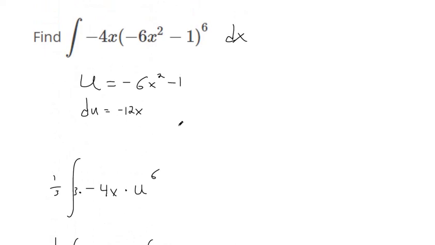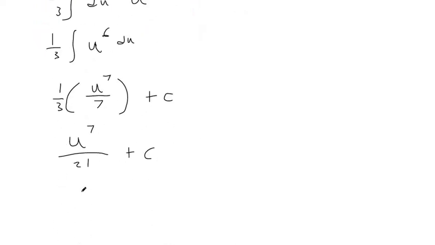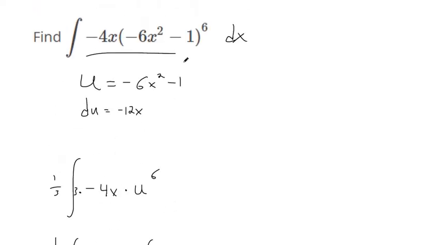The last step is just to plug in our substitution, negative 6x squared minus 1. So negative 6x squared minus 1, to the 7th over 21 plus some constant c. So now we're done. You could take a derivative of this term to check, but if you do, it should turn back into this term.